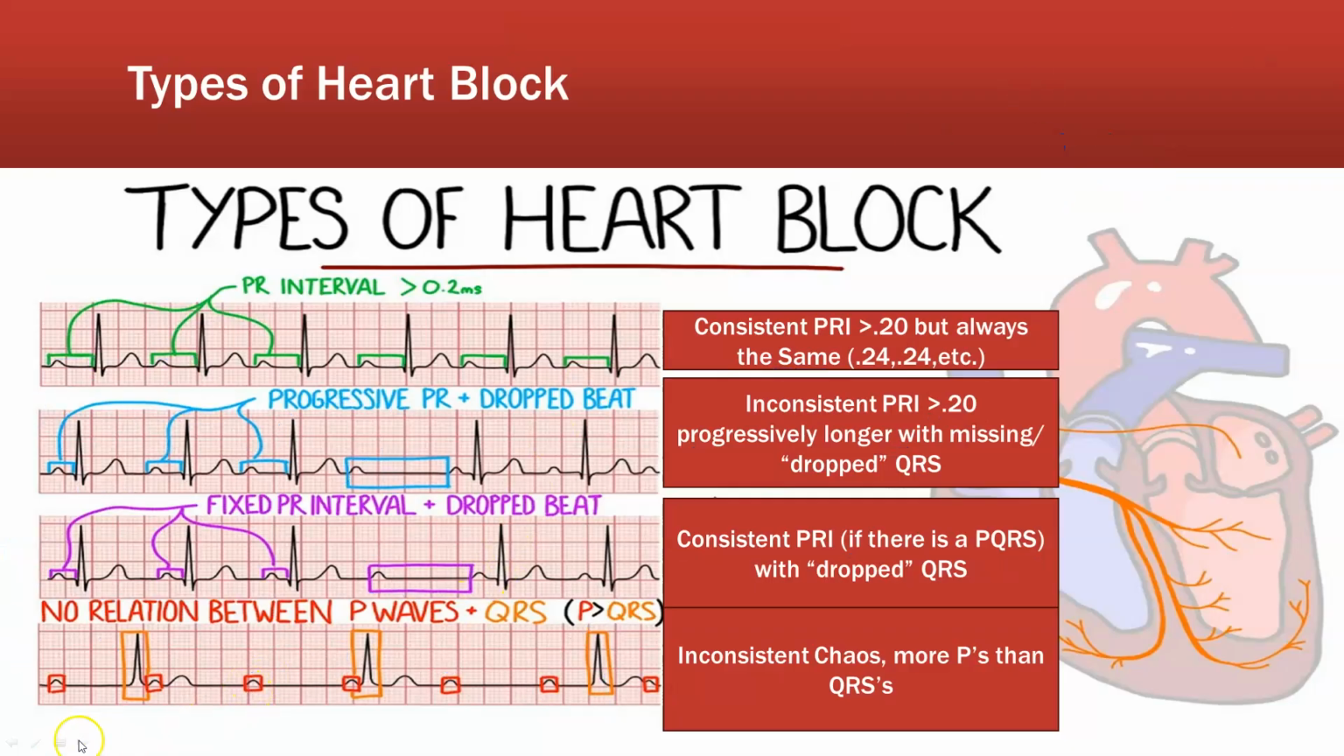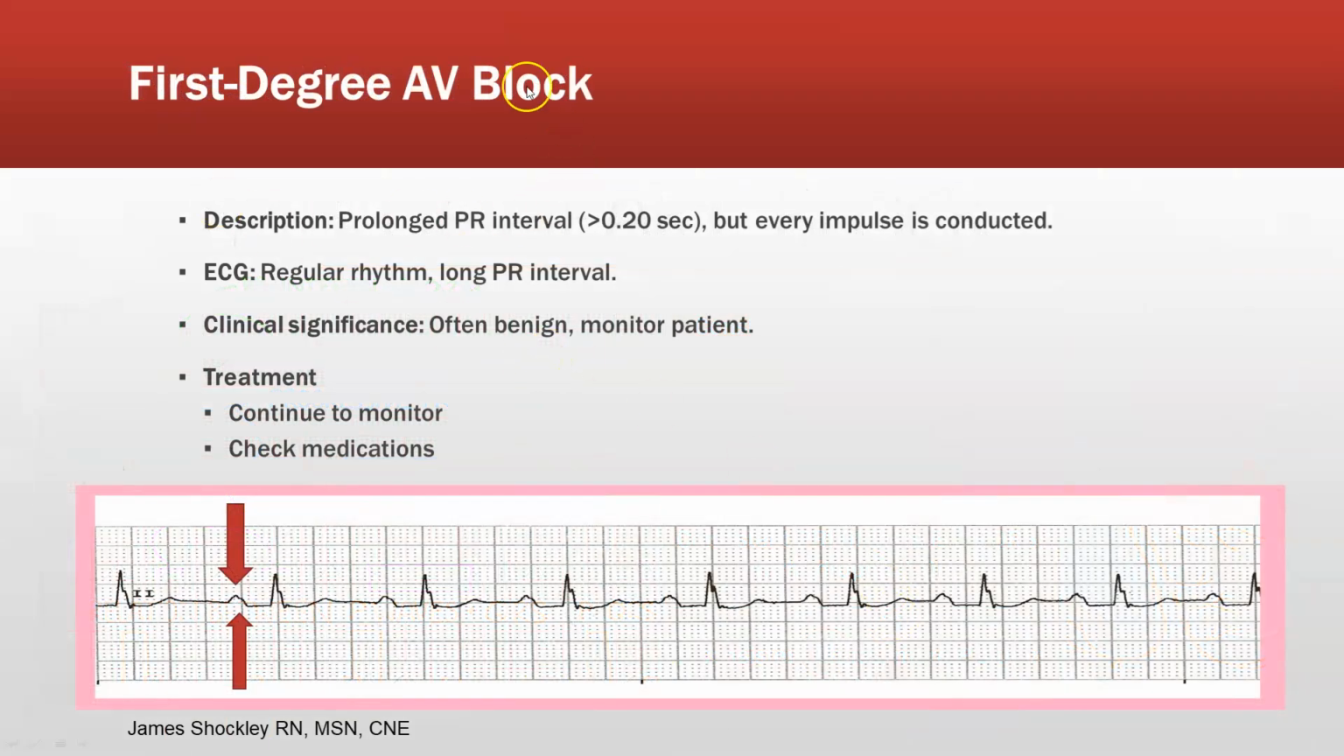Don't worry, we're going to go over all those again. So, first degree AV block, progressively longer PR interval, but we do have a responding QRS. Here you can see that you do have, let's see, about 0.26 or 0.28 for your PRI, and every other one is consistent with that number.